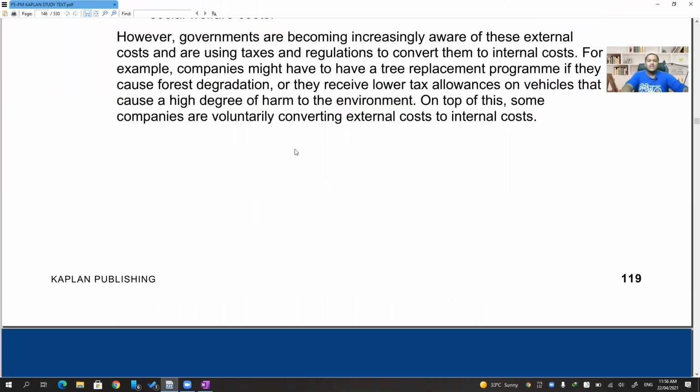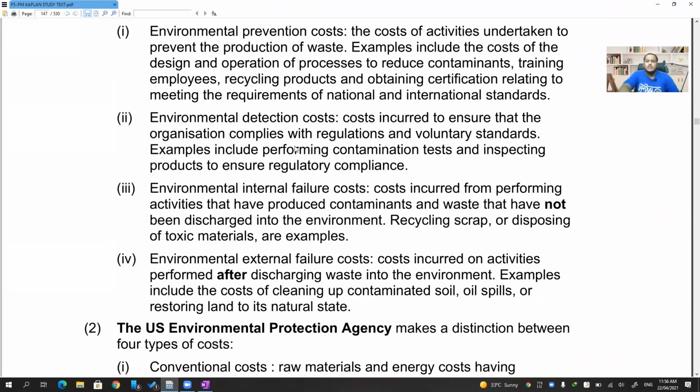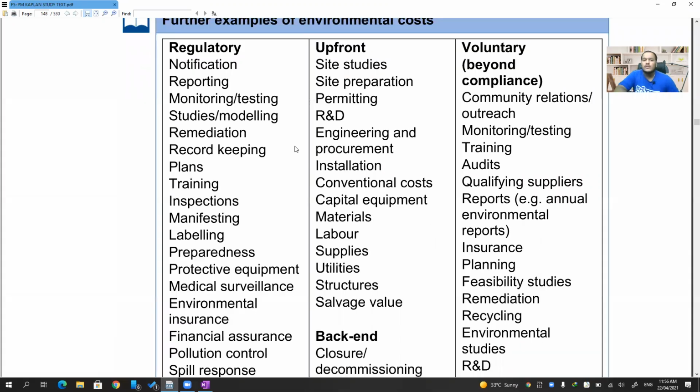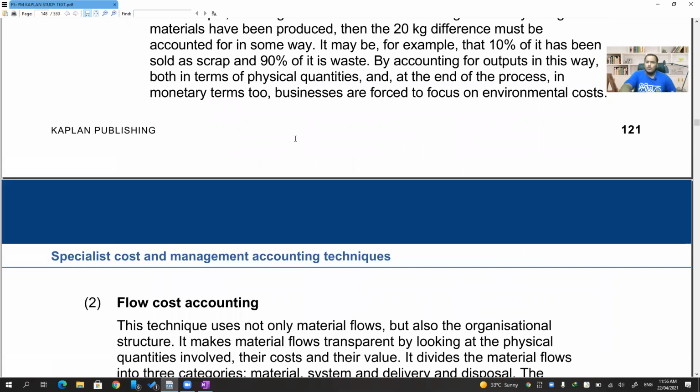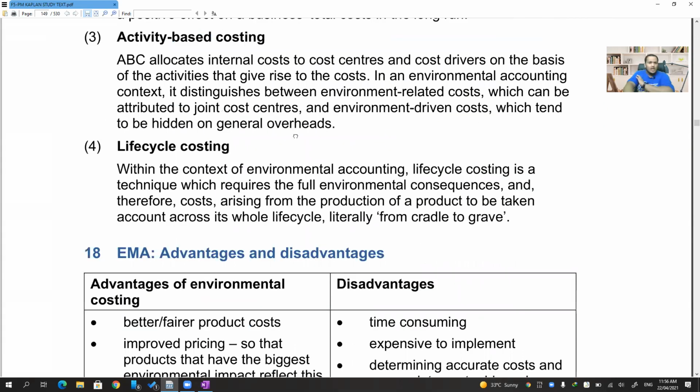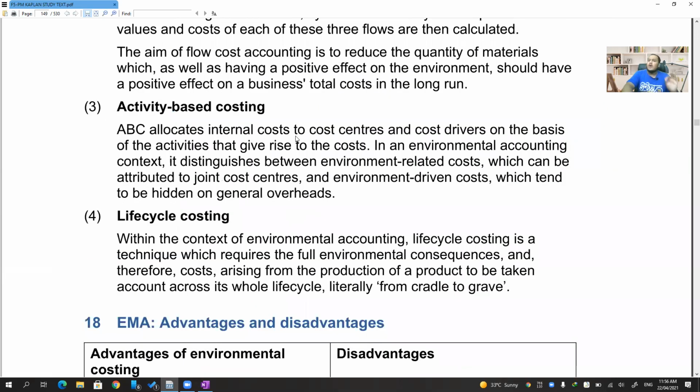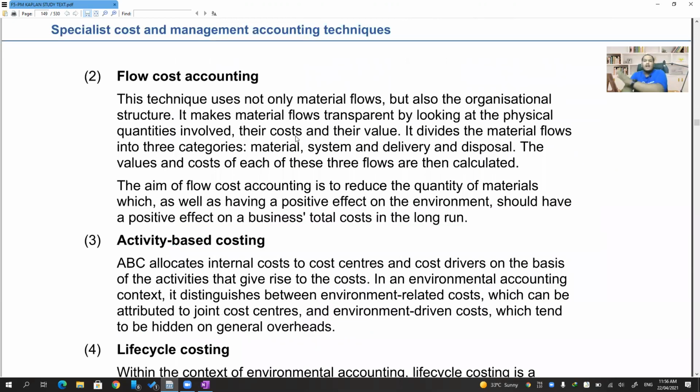So these are all the different types of costs that are incurred, and you need to make sure that you include all these costs in whatever techniques you are using, whether you are using input output analysis, flow cost, or activity based, or life cycle, whatever costing technique you are using, you have to make sure that environmental costs are also included in the cost calculations.